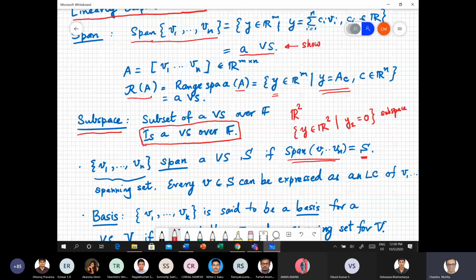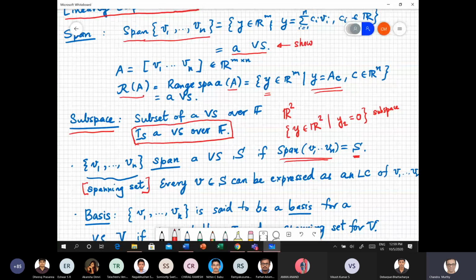So this is another small point I want to make. The span of v1 to vn is a set of vectors, and S is also a set of vectors. And when you want to say two sets are equal, that is equivalent to saying if I take any vector in S, that belongs to the span of v1 to vn. And likewise, if I take any vector which belongs to the span of v1 to vn, that lies in this set S. So they are equal. When this happens, we call v1 to vn a spanning set. Of course, like I said, this equality means that every vector in S can be expressed as a linear combination of v1 through vn.